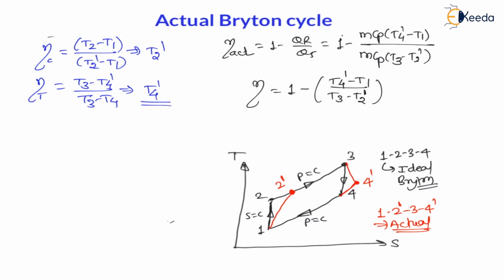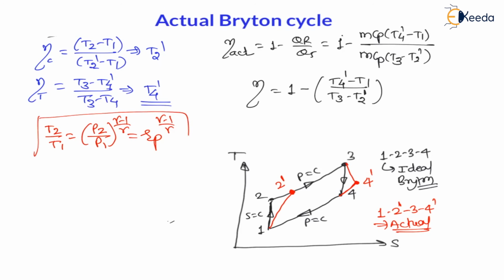And my dear students, how to find T2 and T4? 1 to 2 is isentropic compression and 3 to 4 is isentropic expansion. Therefore, for 1 to 2, which is isentropic compression, we can say T2 divided by T1 is equal to (P2 divided by P1) raised to (gamma minus 1) upon gamma, which is nothing but the pressure ratio raised to (gamma minus 1) upon gamma. From this equation we can calculate T2.